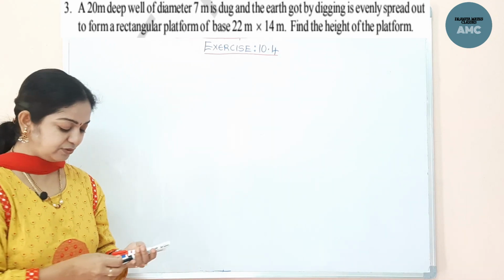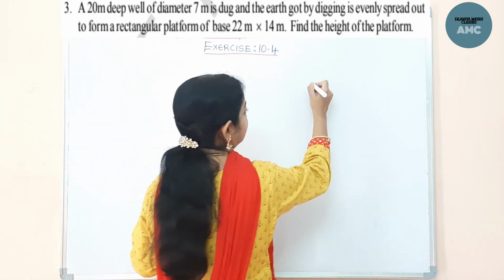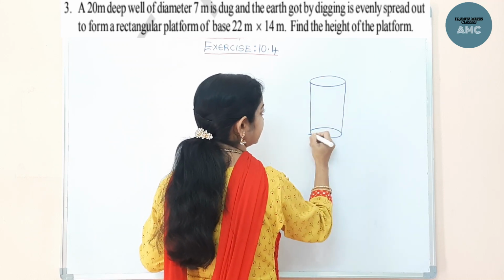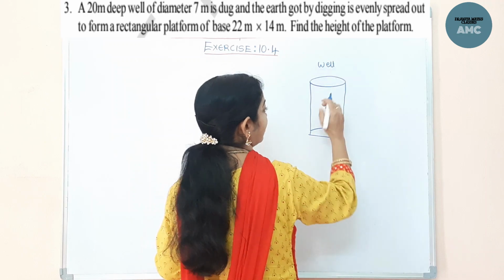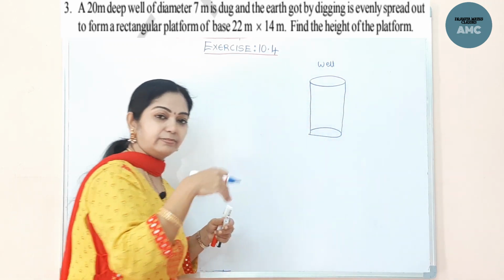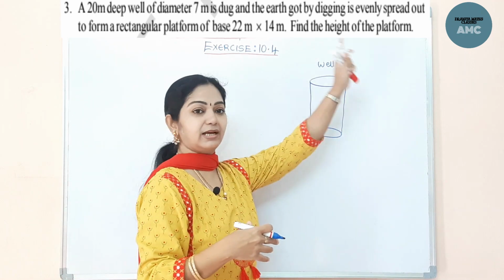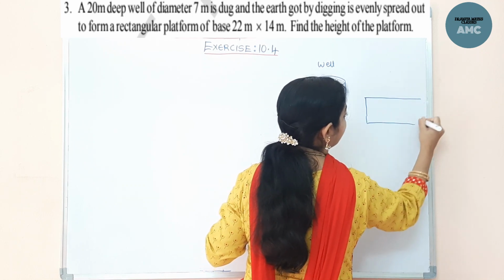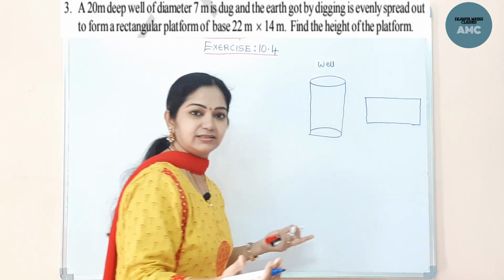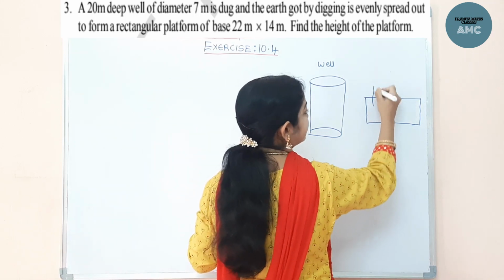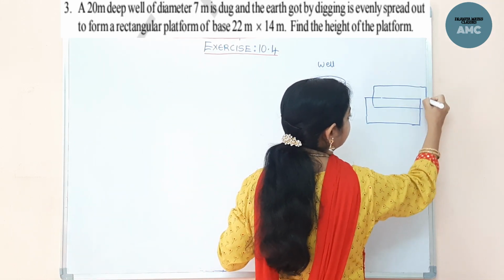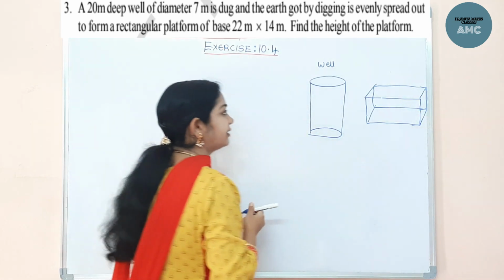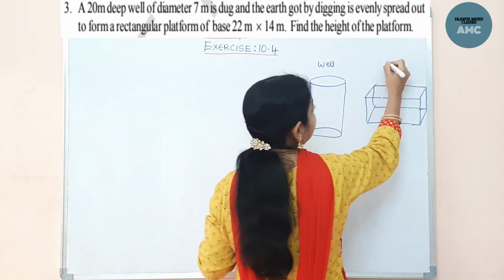Now the well, if you imagine, is in the form of a cylinder, right? This is the well, and now the earth dug from the well, that mud, is taken and formed in the form of a rectangular platform. Now a rectangular platform is nothing but a cuboid. Okay, so they place this earth in the form of a rectangular platform. So this is a cuboid. Now here we will write the dimensions. This is a rectangular platform.